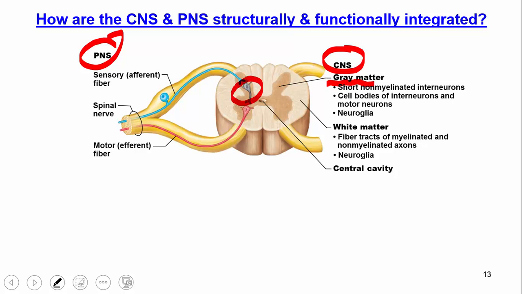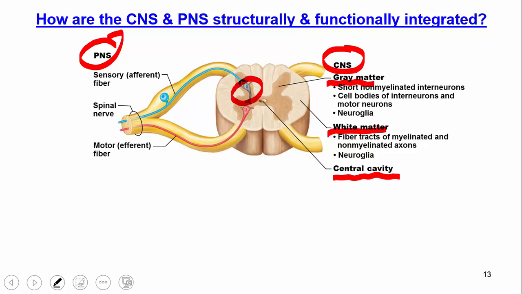Around the gray matter, which is in the center of the spinal cord in the H-like structure, right, we have something called white matter. So we have that here. And the white matter is where we have these very long neurons that have very long axons, right, that are called fiber tracts. And so we have those running through the white matter. Okay, at the very center of the spinal cord is something called the central cavity.